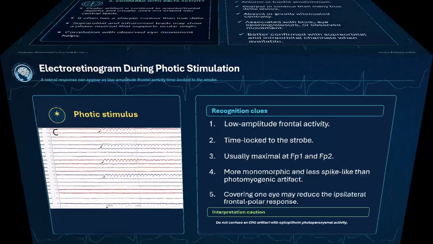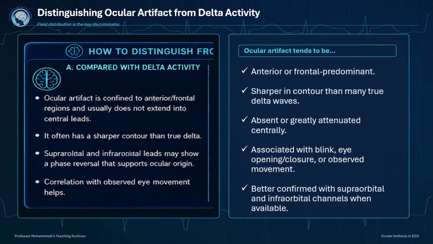Next slide, please. When distinguishing ocular artifact from delta activity, the field is the key discriminator. Cerebral delta activity usually has a distribution that is not confined only to the orbitofrontal region. Ocular artifact tends to fall off quickly posteriorly and may show a phase reversal when supraorbital and infraorbital channels are available. Correlation with blink, eye opening, eye closure, or technologist notes adds important confirmation.